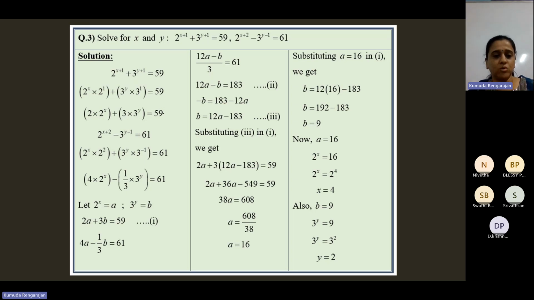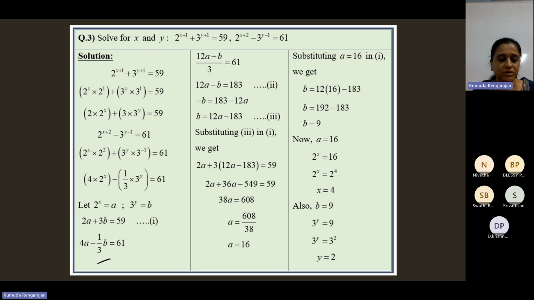So you can see here I've made it more clear. 2 into 2 to the power x, 3 into 3 to the power y. See here, 2 to the power 1 is 2 into 2 to the power x, 3 into 3 to the power y is 59. And here 2 squared is 4 into 2 to the power x, 3 to the power minus 1 is 1 by 3 into 3 to the power y is 61. So now this becomes 2a plus 3b is equal to 59, 4a minus 1 by 3b is equal to 61.